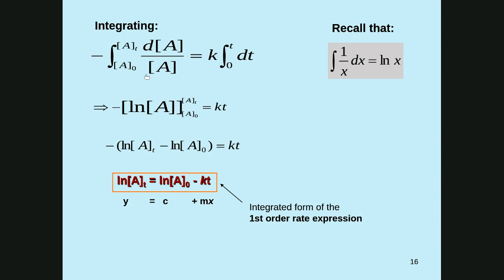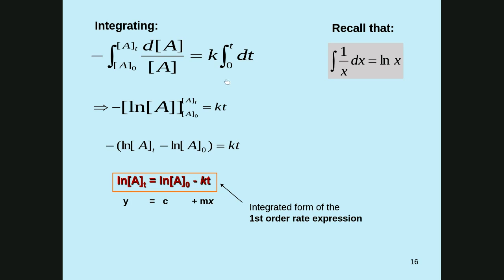Okay, now let's apply these rules of differentiation and integration to the rate law. The rate law was minus dA by dt equals k times A. You can reorganize this expression by dividing through by A, so you get rid of A here, you put it there, and then you put these integral signs in front. Now, what we have is something that we should recognize.